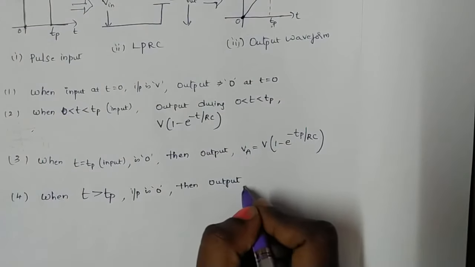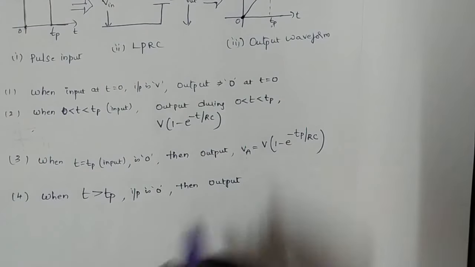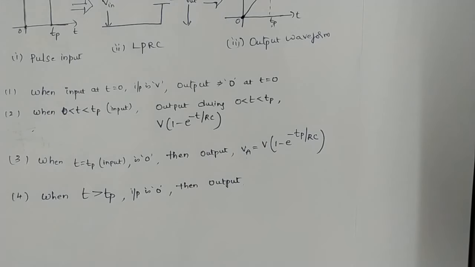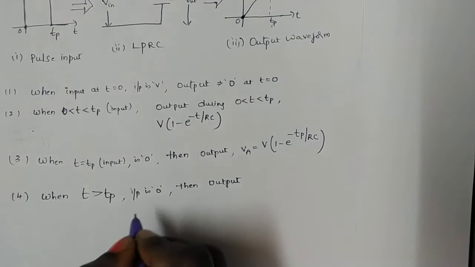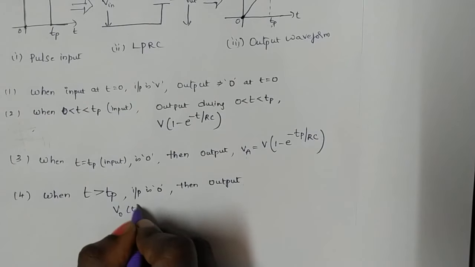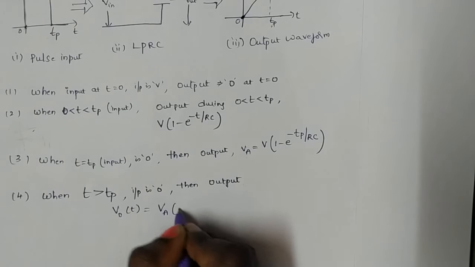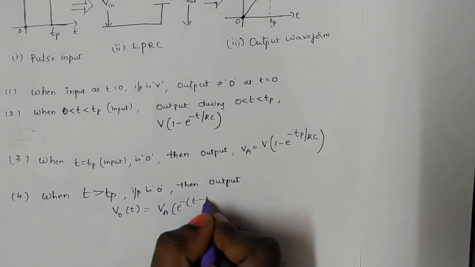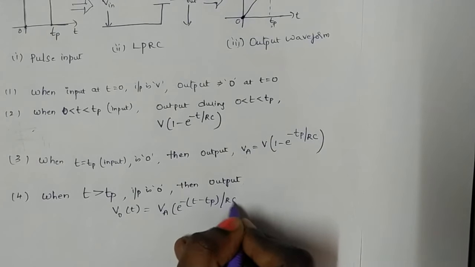Then the capacitor starts discharging exponentially. We know the expression for the exponential discharge: V output equals Va into e power of minus (t minus tp) by RC.